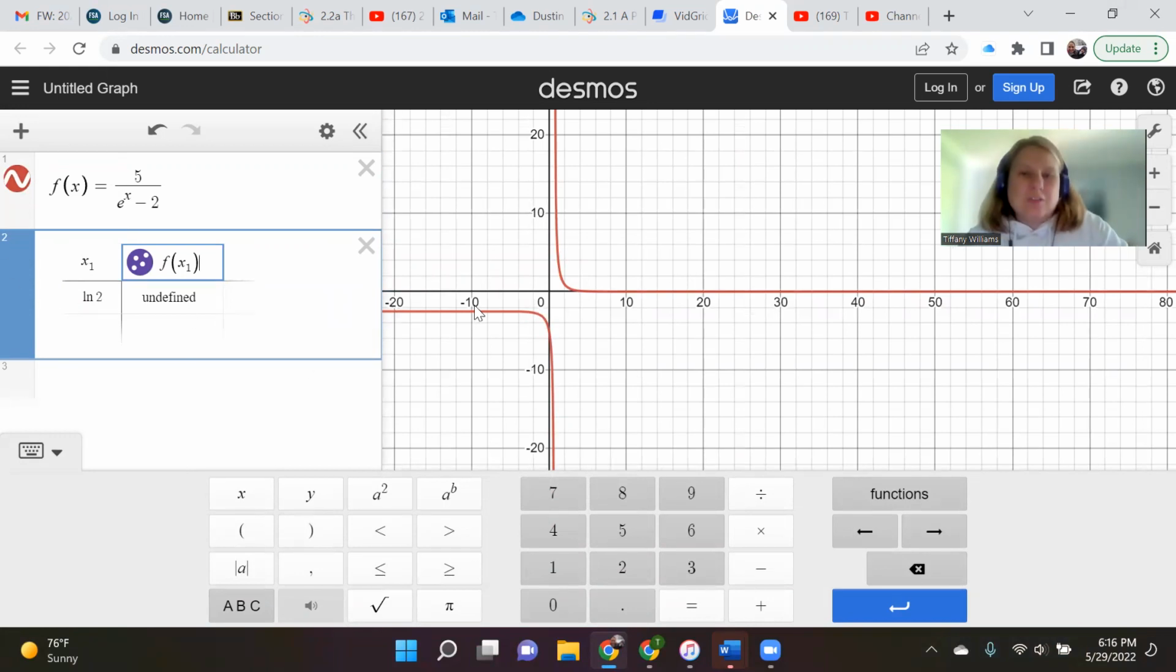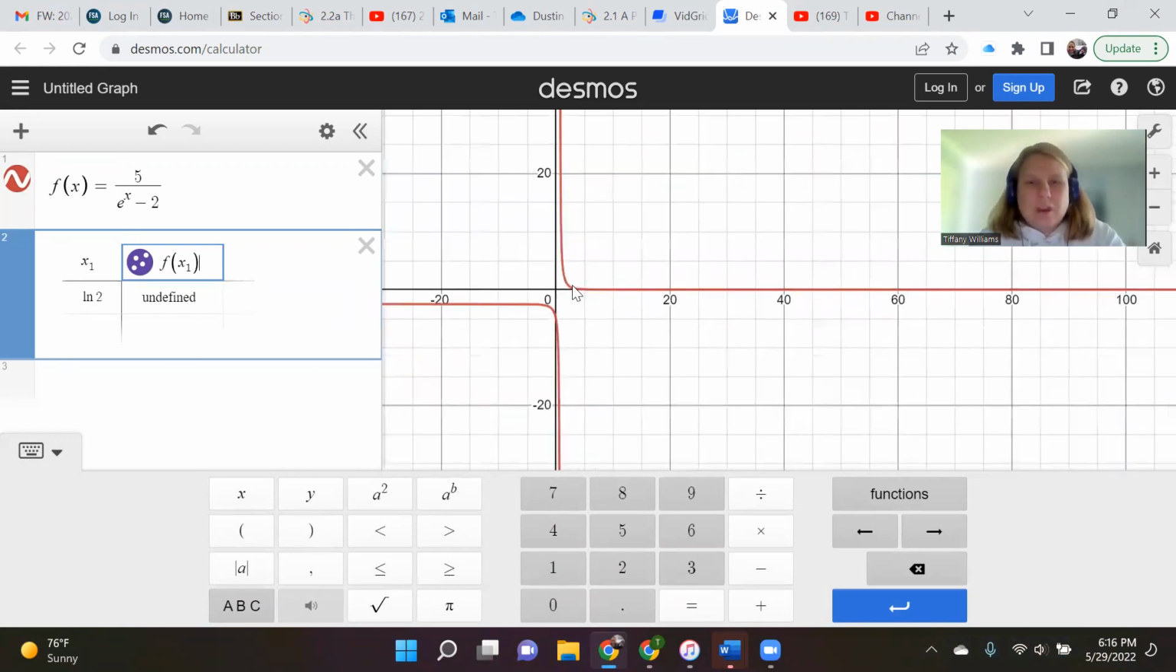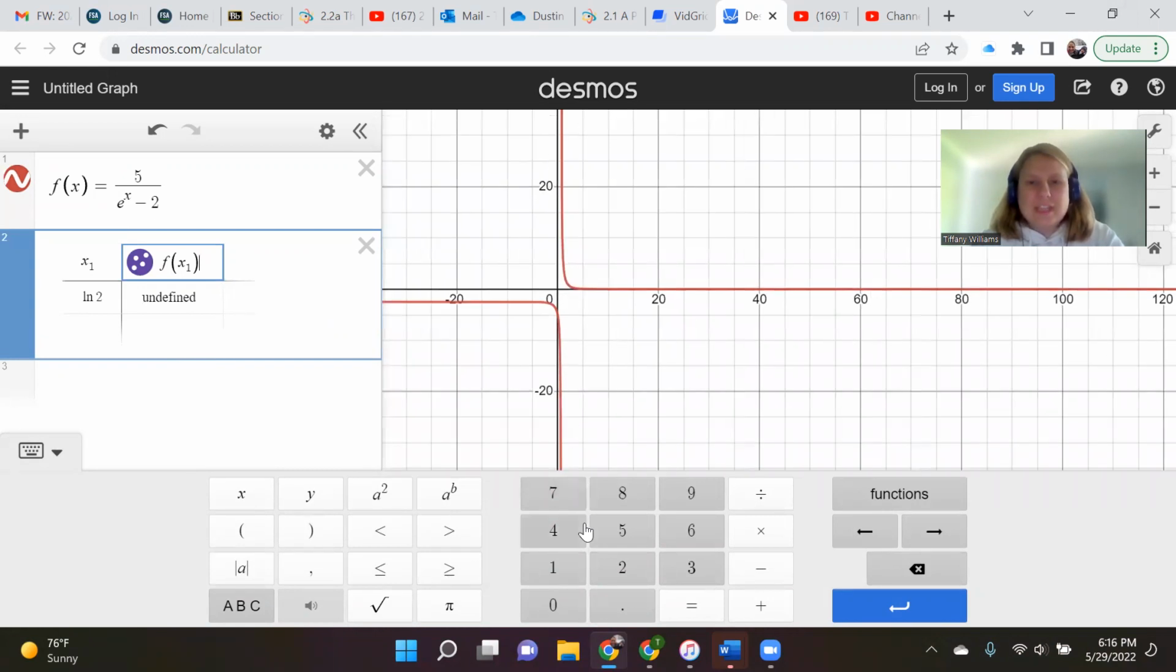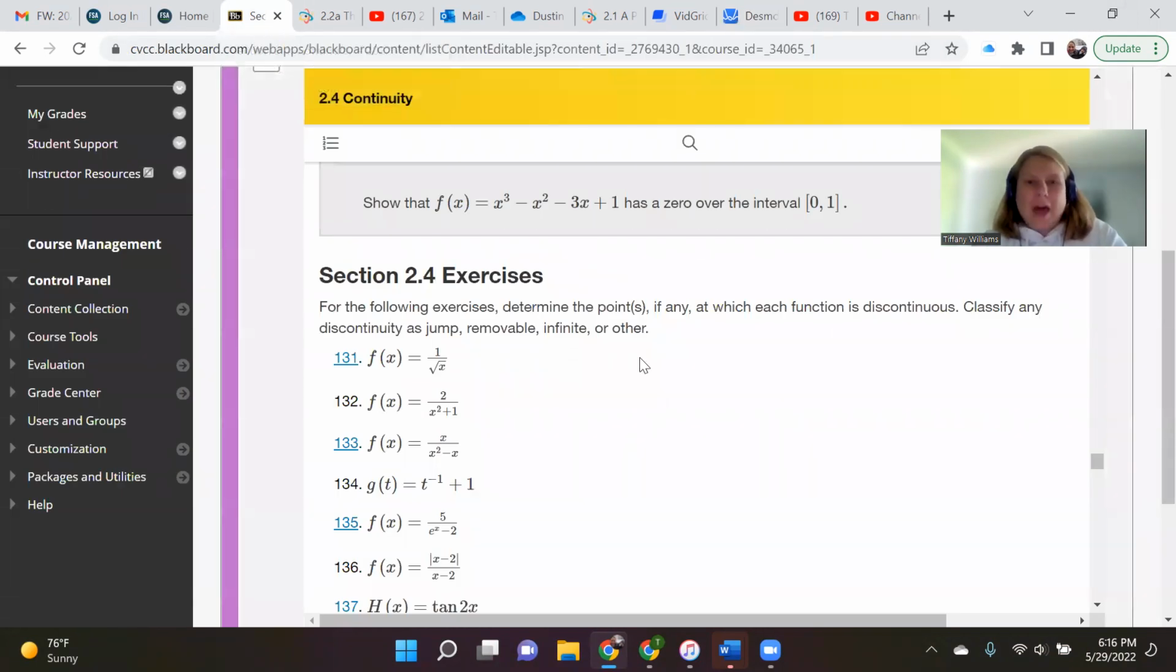If we look at the natural log of 2, that's where we actually have this thing splitting. So that's why we're getting an undefined. So this is going to be an infinite discontinuity at x equals ln of 2. So we do have an infinite discontinuity at ln of 2. Cool. I am really liking Desmos. It takes me forever to type stuff in, but I like it.